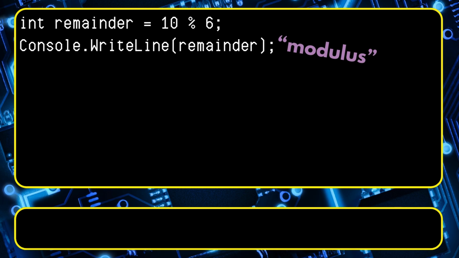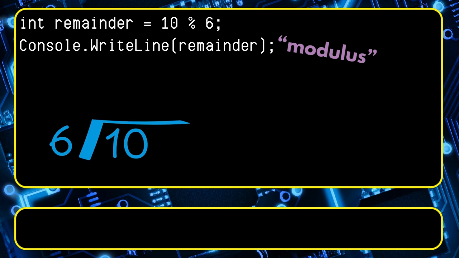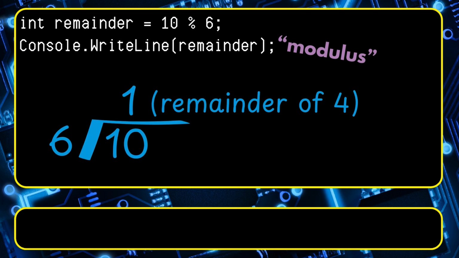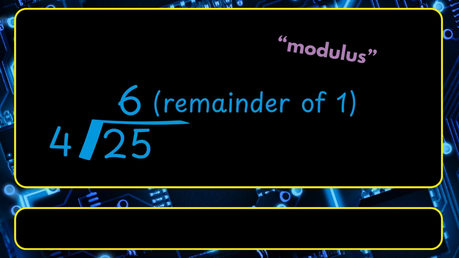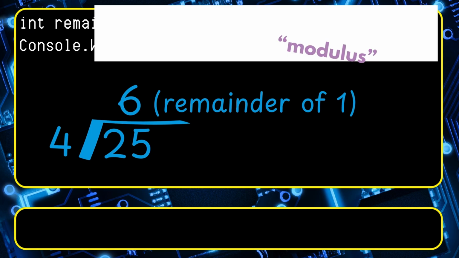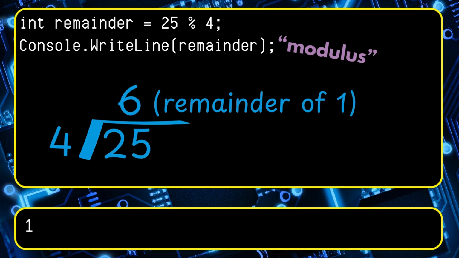This goes back to when you learned long division as a kid. When you divide 10 by 6, you get 1 with a remainder of 4. So 10 modulo 6 returns that remainder of 4. When you divide 25 by 4, you get 6 with a remainder of 1. So the division operation returns 6, and the modulus operation returns 1.